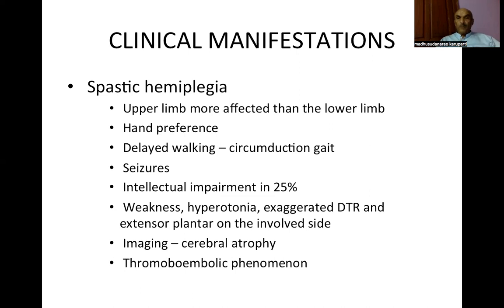MRI of the brain shows cerebral atrophy on one side. And the most common cause is stroke, that is thromboembolic phenomena, involving one of the great vessels, say the middle cerebral artery or its branches.